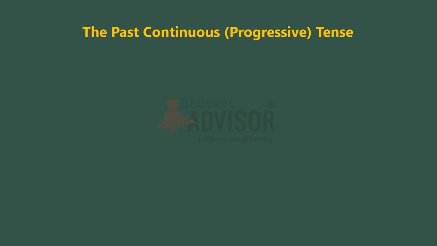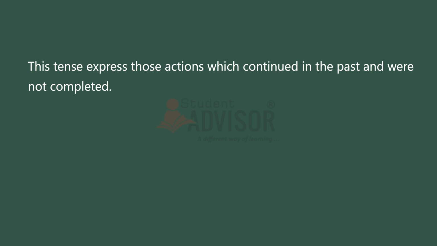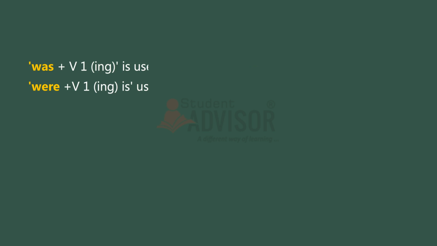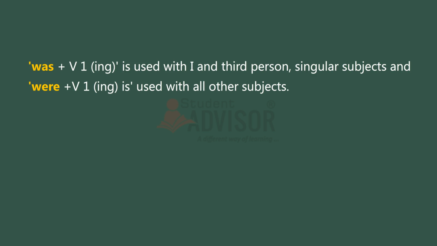The past continuous progressive tense. This tense expresses those actions which continued in the past and were not completed. Some rules are to be kept in mind while writing sentences using this tense. Was plus V1 ing is used with first and third person singular subjects, and were plus V1 ing is used with all other subjects, like I was crying.